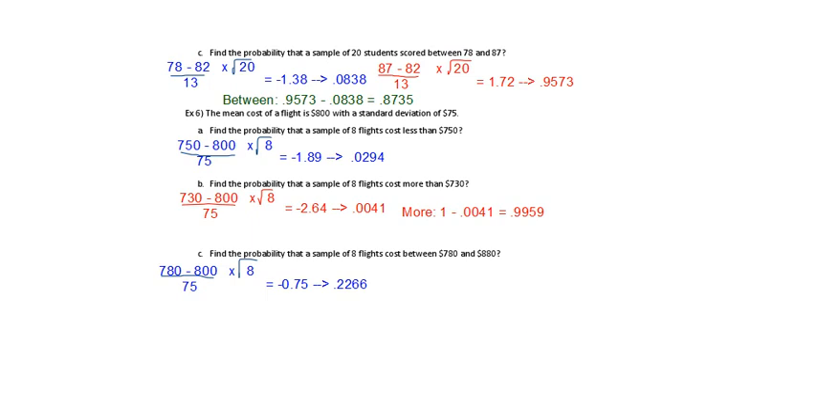All right, now we're going to do this again for 880. So 880 minus 800 divided by 75 times the square root of 8. Let's see what happens here. We're going to divide, then multiply by square root 8. If you were to put that in the calculator, the z-score will equal 3.02. And if you look that up on the chart, the probability is 0.9987.